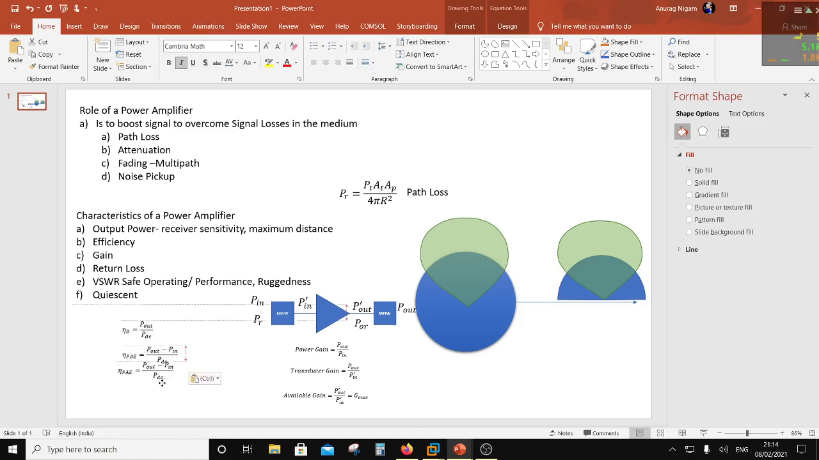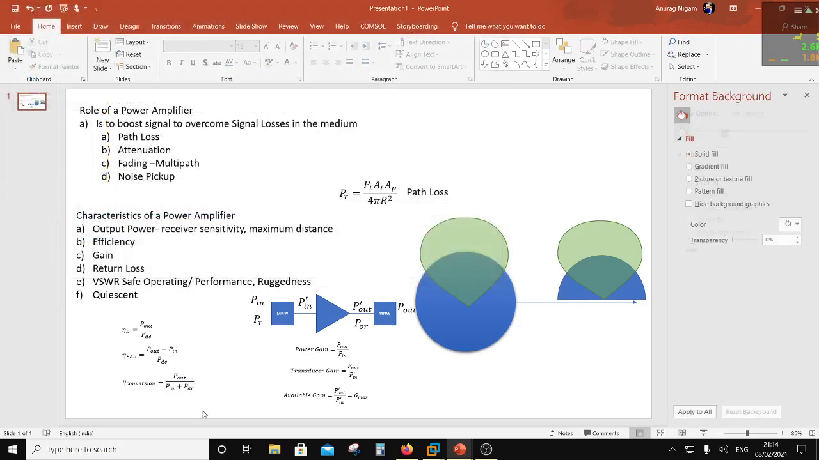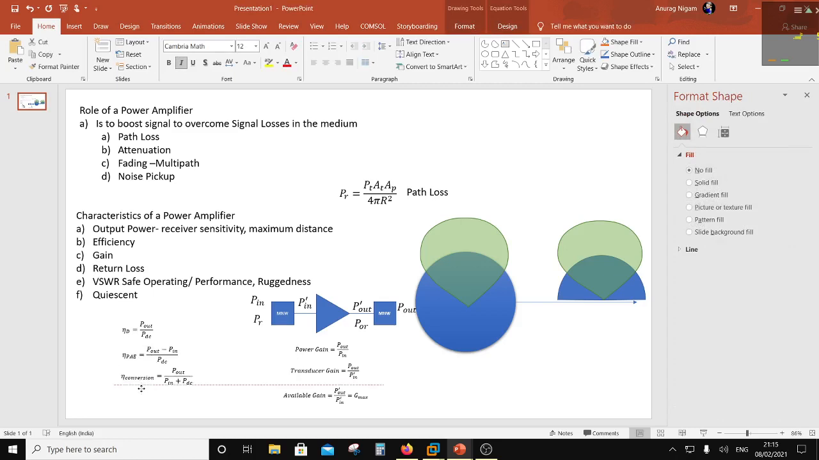And yet another efficiency is called conversion efficiency. The output is RF, but the input is RF plus DC. So how much of the input is converted to output? This will be P out divided by P in plus PDC. So this will be called conversion efficiency. So efficiency is also mentioned three ways.